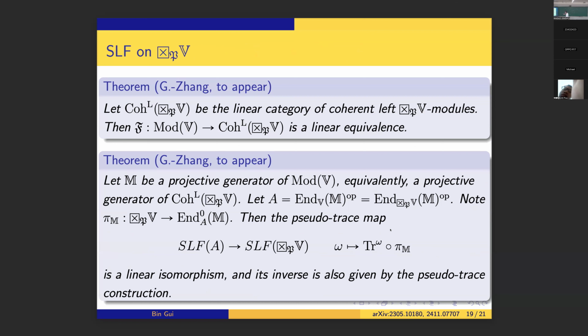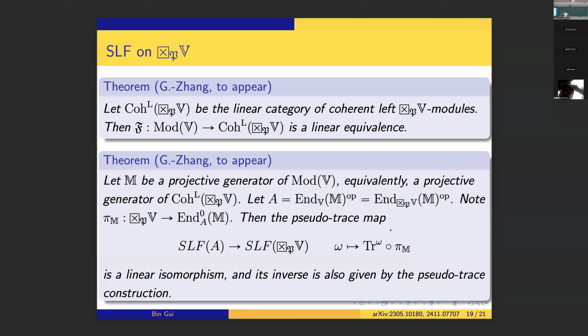And once I have this functor, we can compare the categories. It's a very nice equivalence theorem. It tells you that the previously defined functor is indeed a linear equivalence from the linear category of V modules to the linear category of the coherent left modules of this box tensor V. And the right-hand side, this coherent category, is indeed also a linear category. Okay, and so it means that once we have this equivalence of categories, we can reduce certain parts of the study of the conformal blocks to the study of the associative algebras. For example, you can reduce the study of projective V modules to the study of projective coherent left modules of that associative algebra.